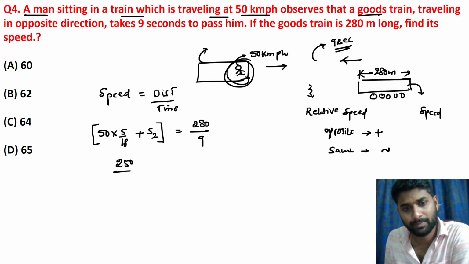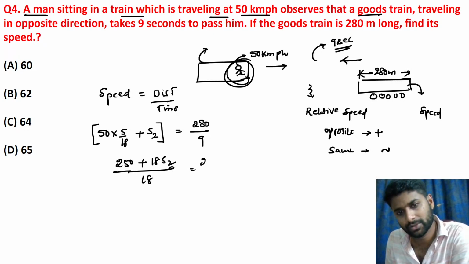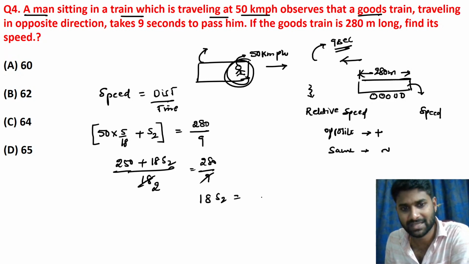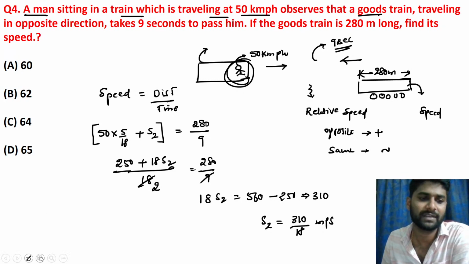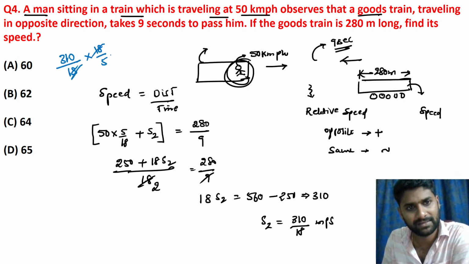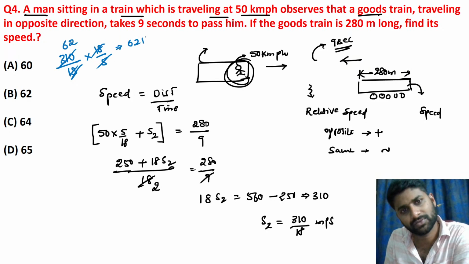Now see, 250 by 18 plus S2 is exactly equal to 280 divided by 9. So you can cancel 2 times here. 18 times of S2 is exactly equal to 280 into 2, which is 560, minus 250. Now we are left with 310. So here the speed is 310 divided by 18 meter per second. But you have to define kilometer per hour, means again you have to convert those values. See, 310 divided by 18 into 18 by 5. So cancel. Answer 62 kilometer per hour.